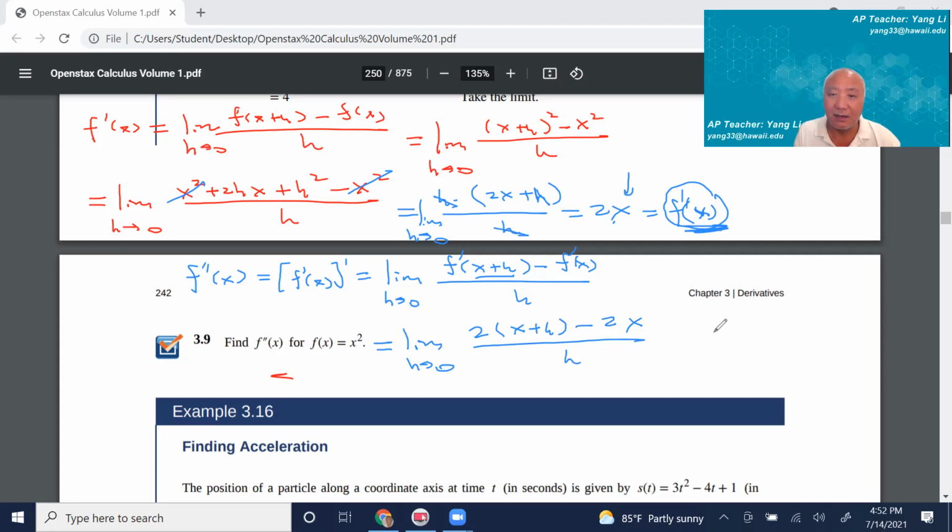Now you can break it down here. So this one, break it down like this. So limit h approaches 0. This one will be what? 2x plus 2h minus 2x over h. x cancel, and the 2x cancel. So you're gonna have what? 2. You see that? So we find the second derivative equals 2.